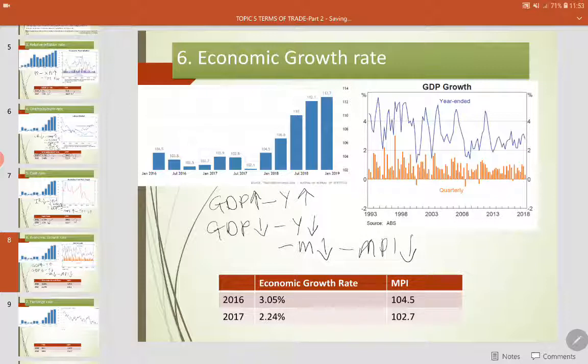This is what's shown in the example here. In 2016, economic growth is 3.05, MPI 104.5. But in 2017, economic growth fell to 2.24, and that impacted our MPI and it became 102.7. So here TOT is unfavorable. That's economic growth.